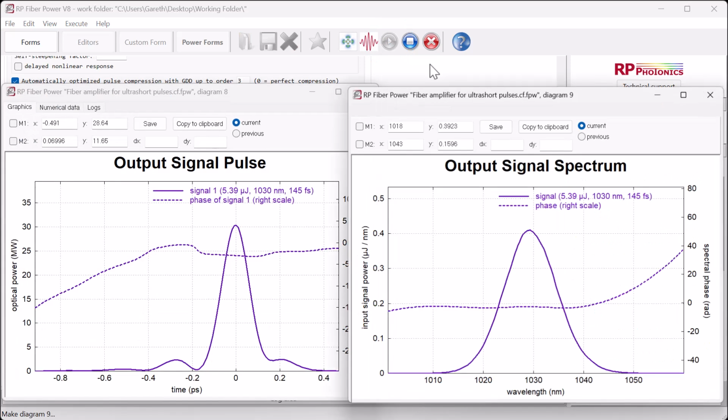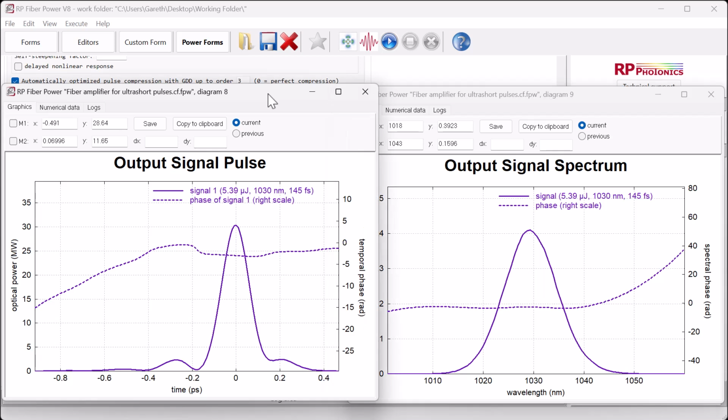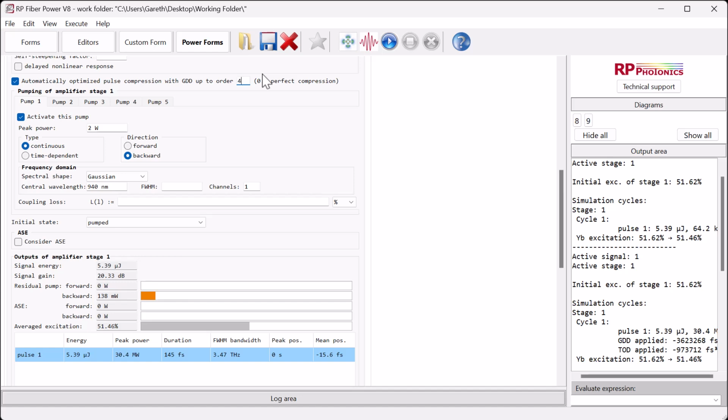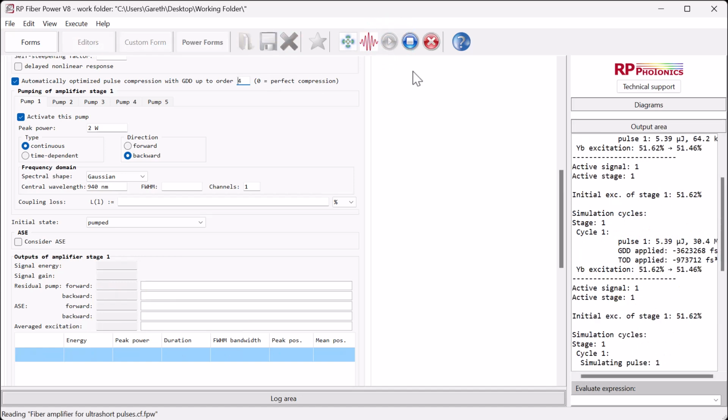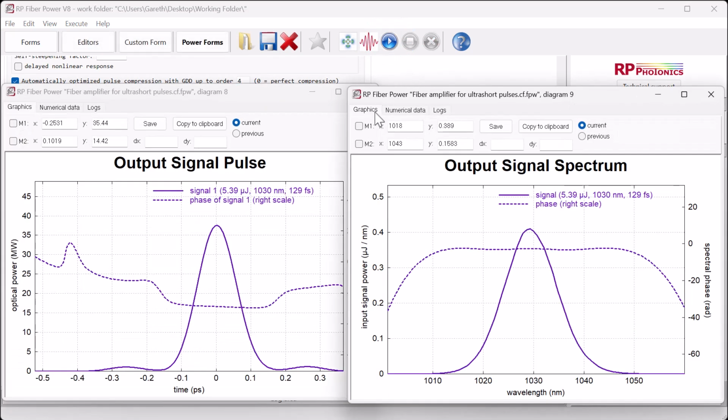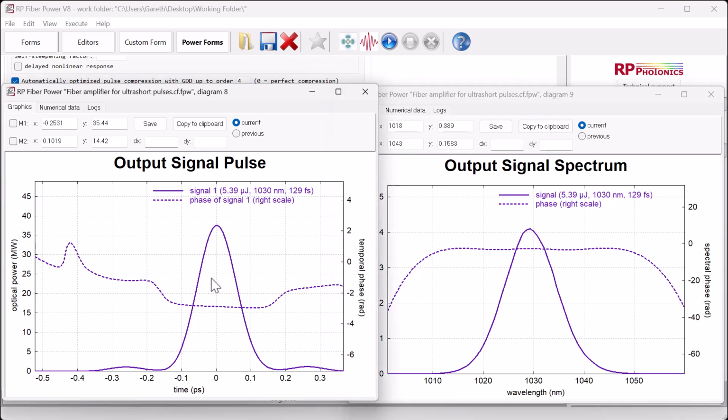We observe that the pulse compression is not perfect, resulting in a pulse duration of 145 femtoseconds. We also see significant pulse shape distortion, particularly in the time domain. When we include fourth order dispersion, the pulse duration improves to 129 femtoseconds. Those side wings remain, which could be problematic in some applications.